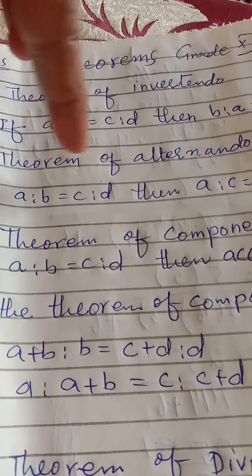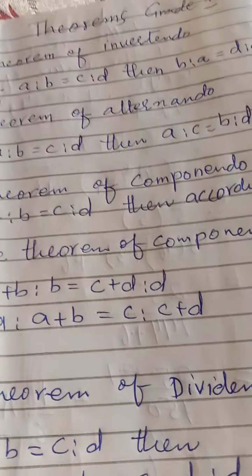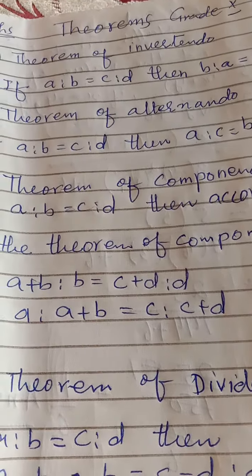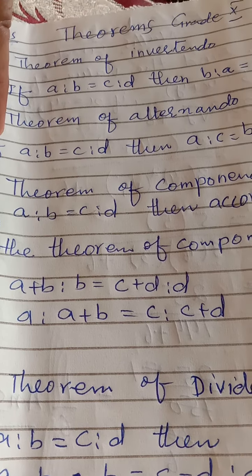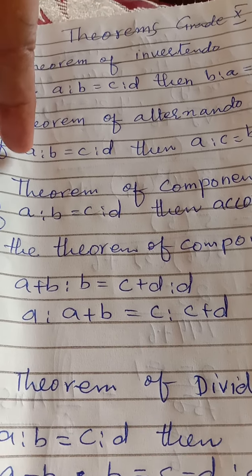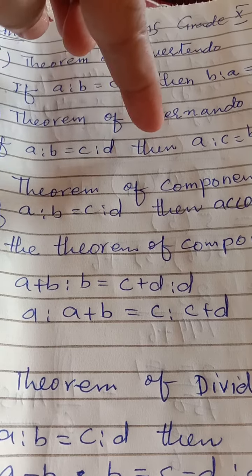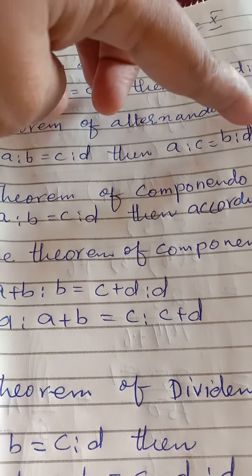The second theorem is the theorem of alternando. We are taking alternate numbers here from the proportion. When two ratios are equal, like A is to B equals C is to D, then A is to C will be equal to B is to D.